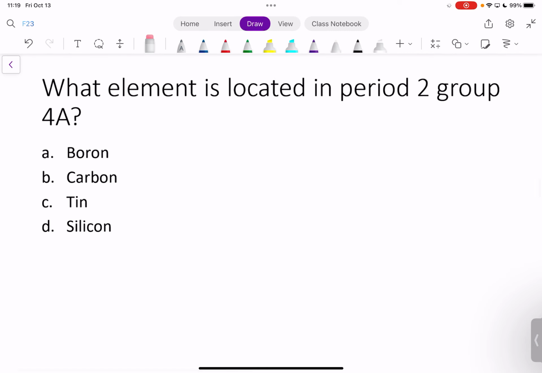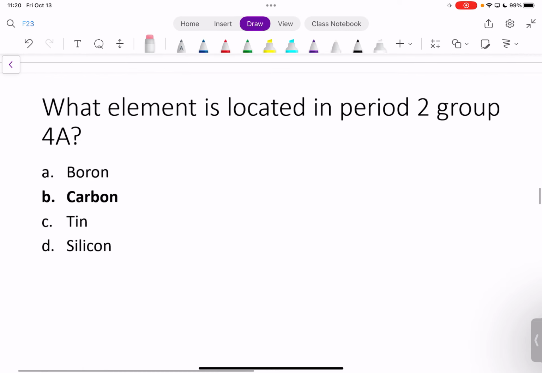All right, what element is located in period 2, group 4A on the periodic table? Period 2, group 4A. So this is asking you, do you know what your periods are versus your groups? Yeah, what do you guys think? Carbon? If you said carbon, you would be correct.